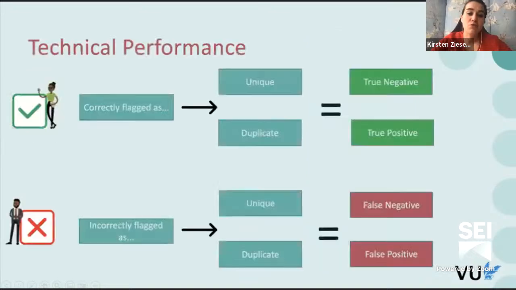There are also technical performance variables that we took into account when evaluating these methods. We used the true and false negatives and positives. So to illustrate this, here is a nice overview. If the reference was correctly flagged as a unique, it was a true negative. If the reference was correctly flagged as a duplicate, it was a true positive. If the reference was incorrectly flagged as a unique, it was a false negative. Incorrectly flagged as a duplicate was a false positive.